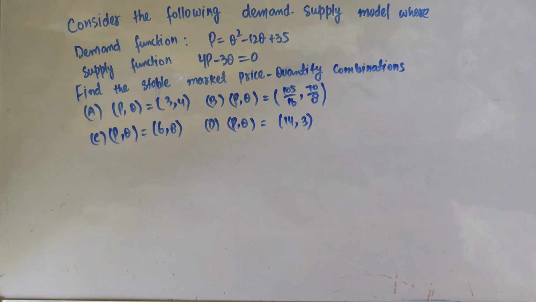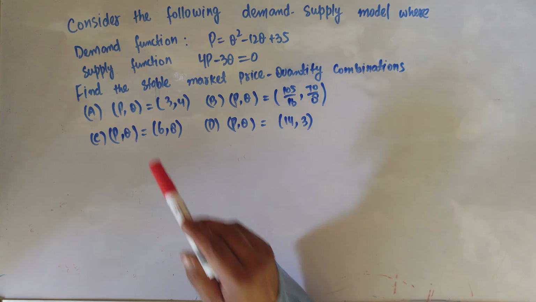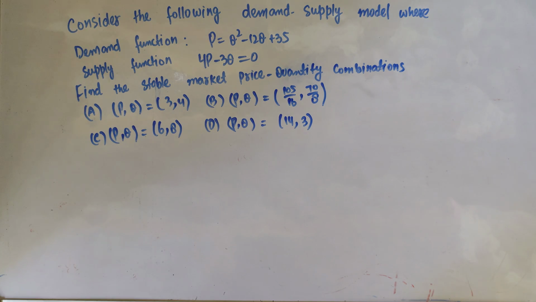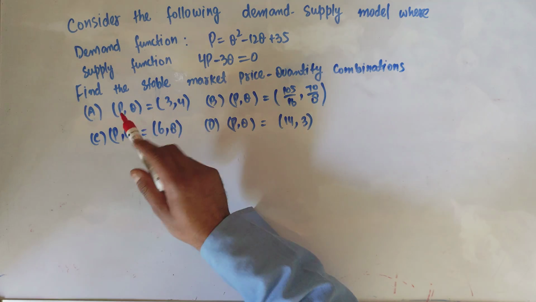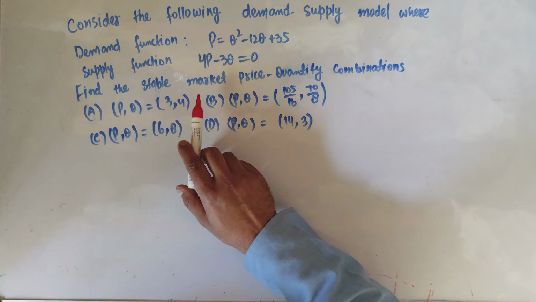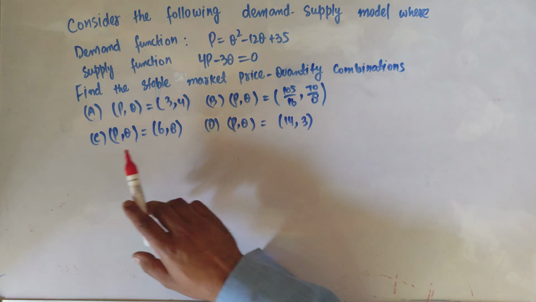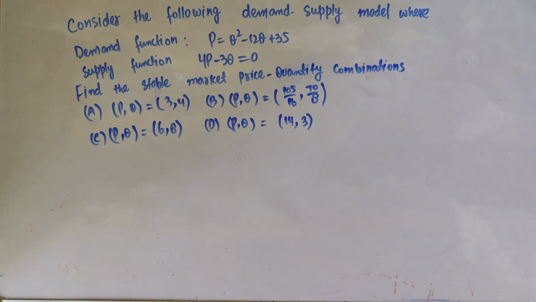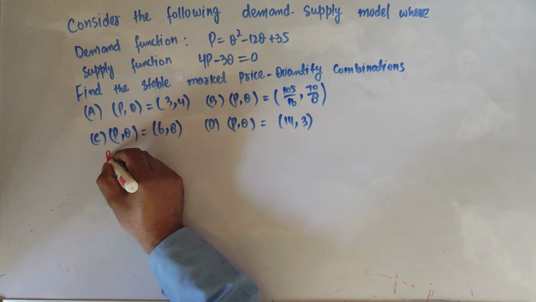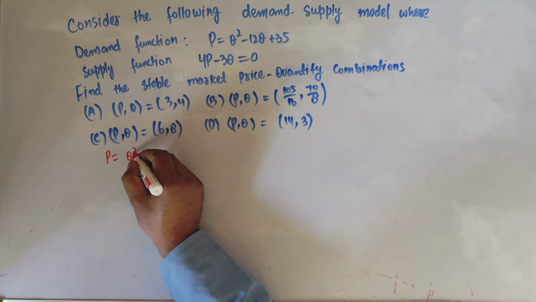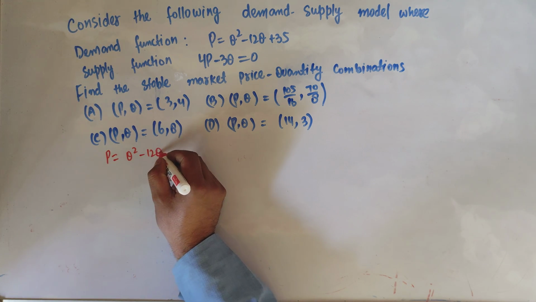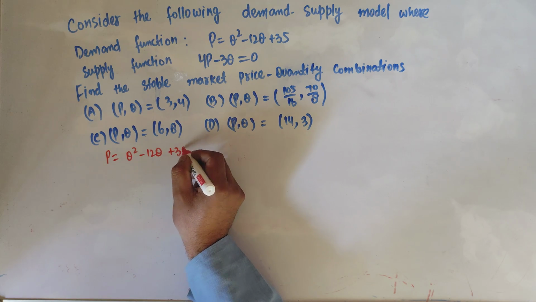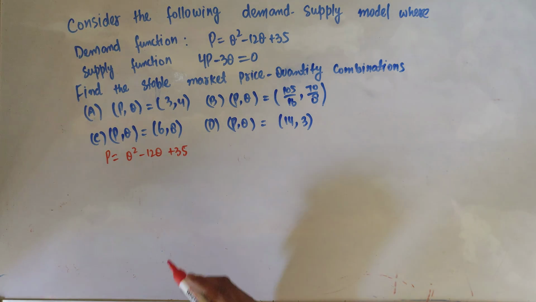We need to find out the price quantity combinations that give us the stable market equilibrium. So actually it is: find the stable market equilibrium price quantity combinations. Options are given, and we need to find out the correct option. So what we are given is the demand function, P equals Q square minus 12Q plus 35. This is our demand function. Also the supply function is given as 4P minus 3Q equals 0.